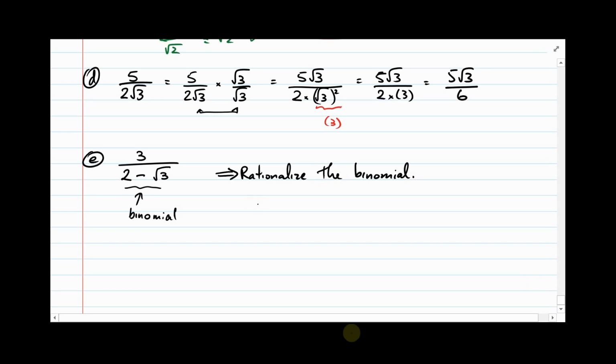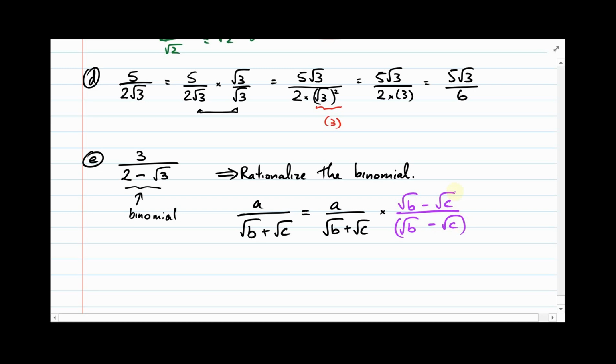If we have something of this form, I don't care if it is one square root or 2 square roots on the denominator, and I don't care what's in the numerator. What we're going to do is multiply numerator and denominator by the same term, and that term is the conjugate. So on the denominator, I'm going to multiply these conjugates.